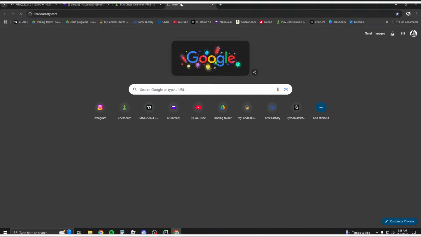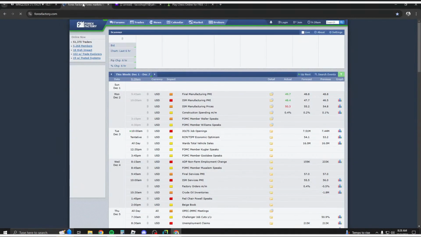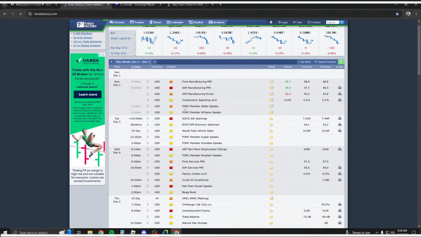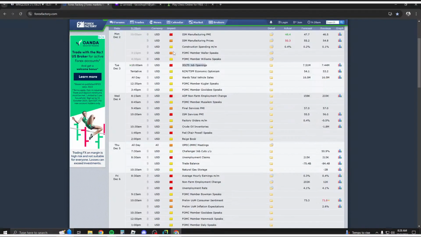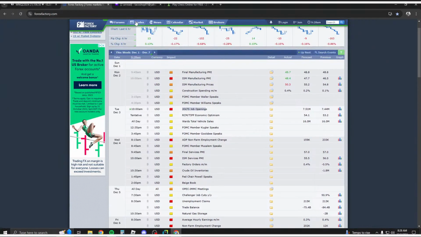Let me pull up the weekly news calendar here. So Tuesday, we have JOLTS job openings at 10 o'clock today. And that is our red folder news of the day. Throughout this entire week, we have at least one red folder news daily. So that's just something you do want to keep in mind.